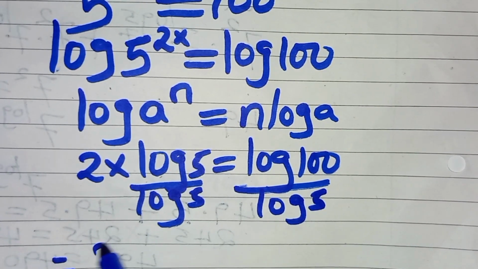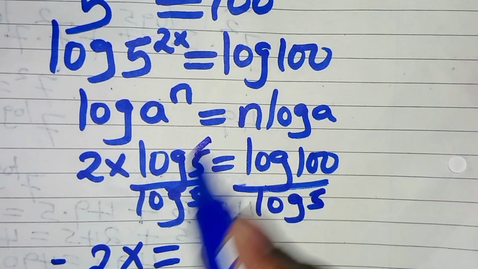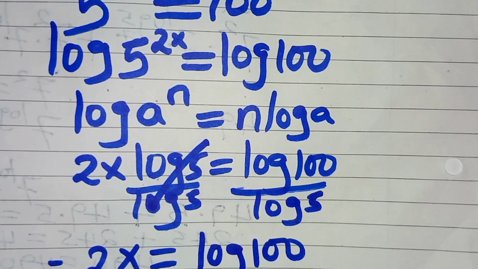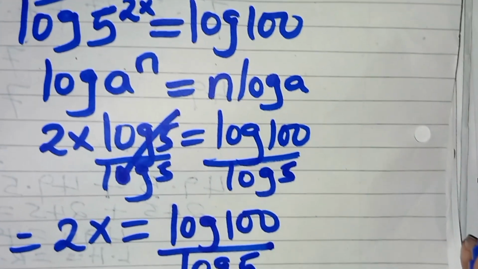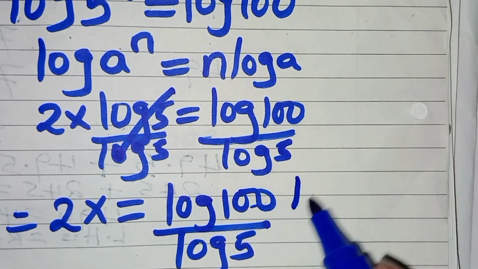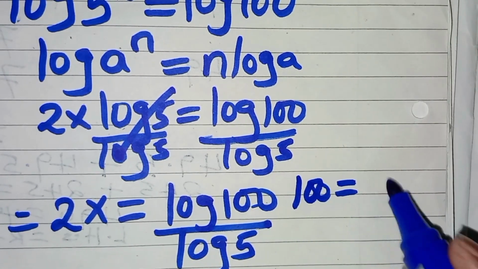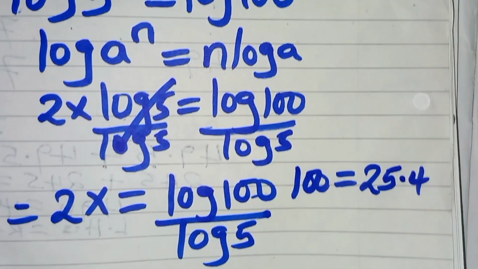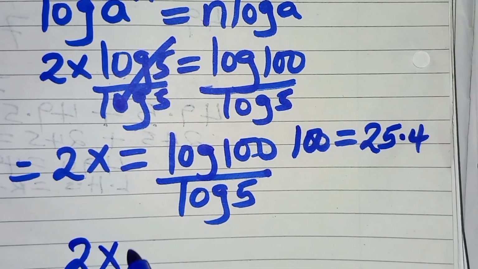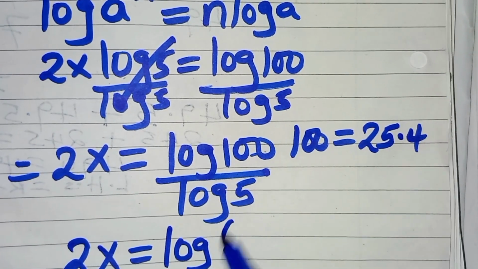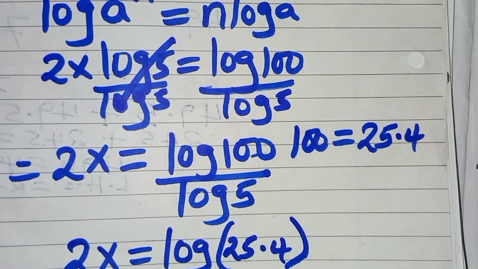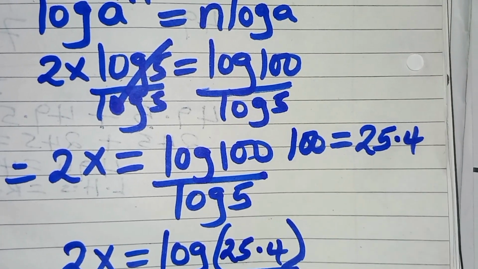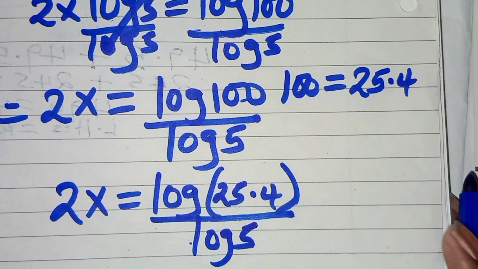So here, we'll have 2x is equal to log 100 divided by log 5. We can express 100 as basically 25 multiplied by 4. So from here we'll have 2x is equal to log of 25 multiplied by 4, all this divided by log 5. So let's proceed from here.